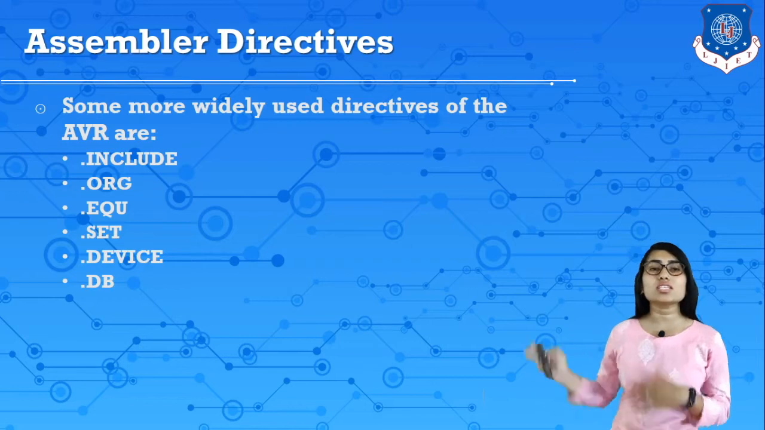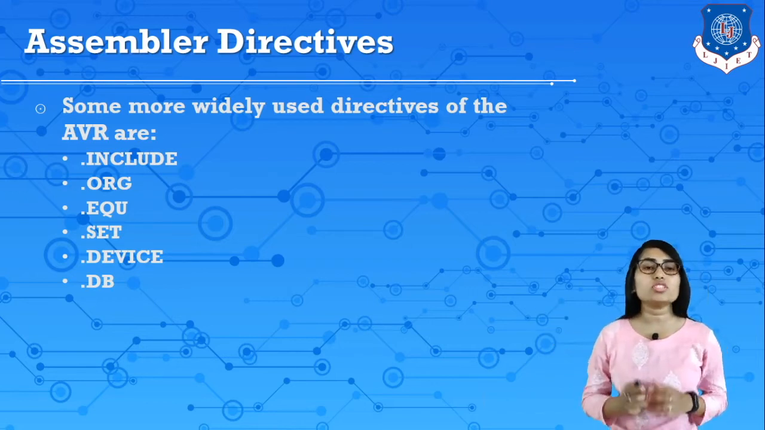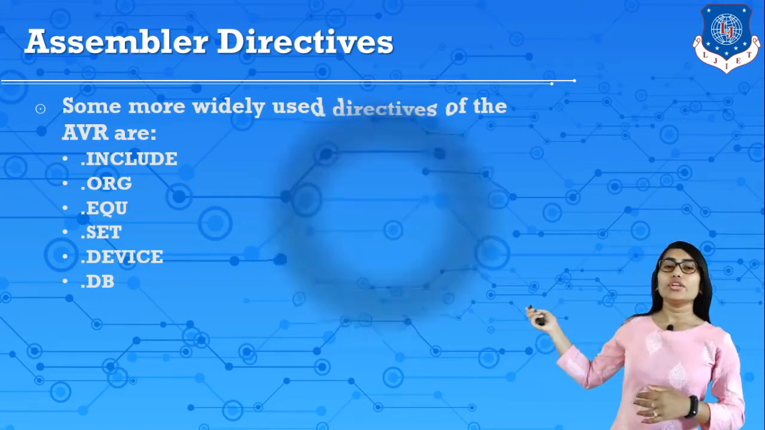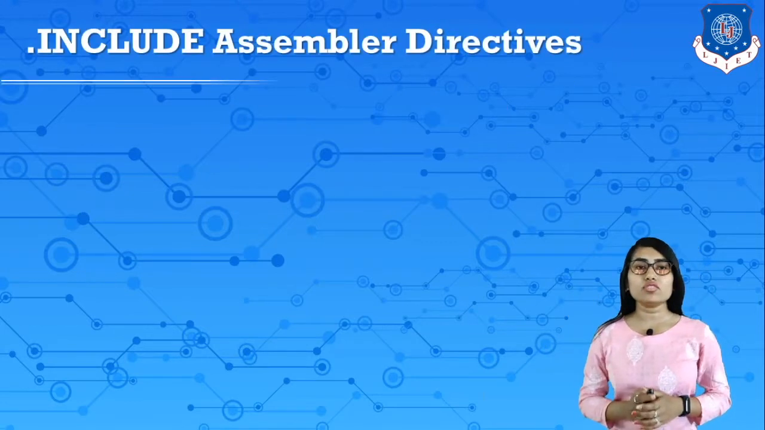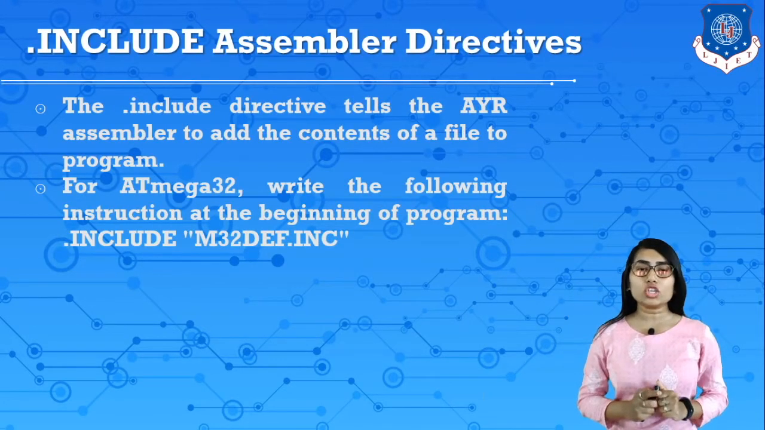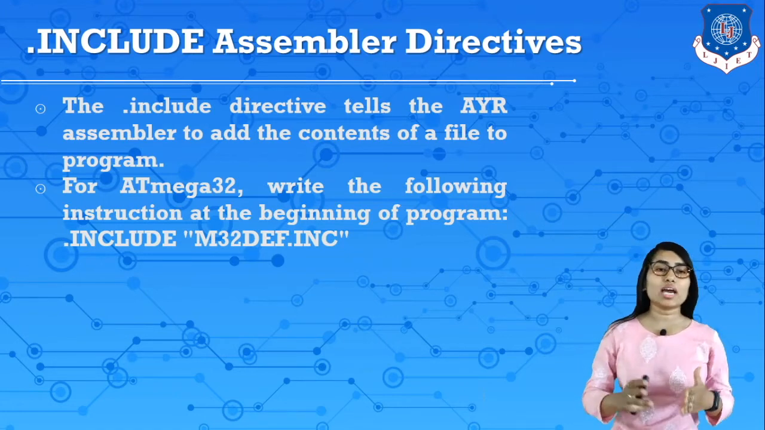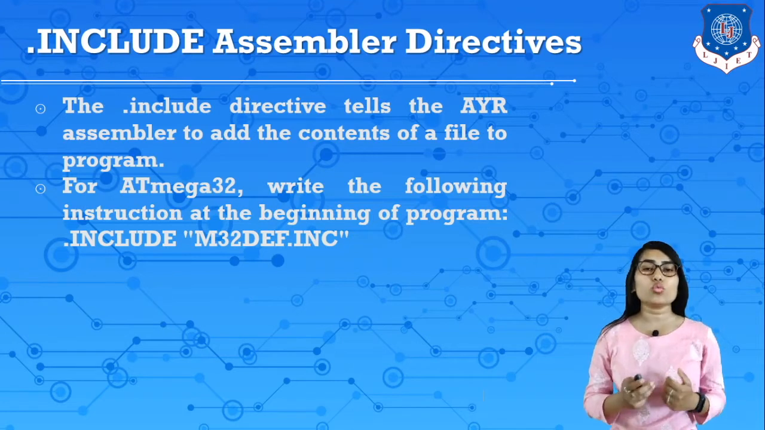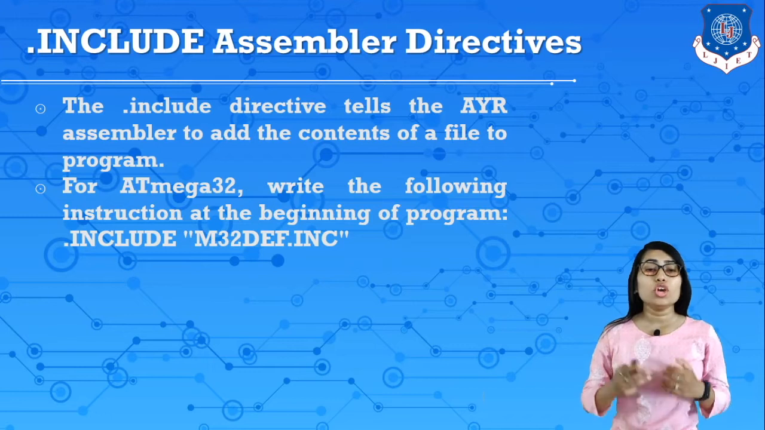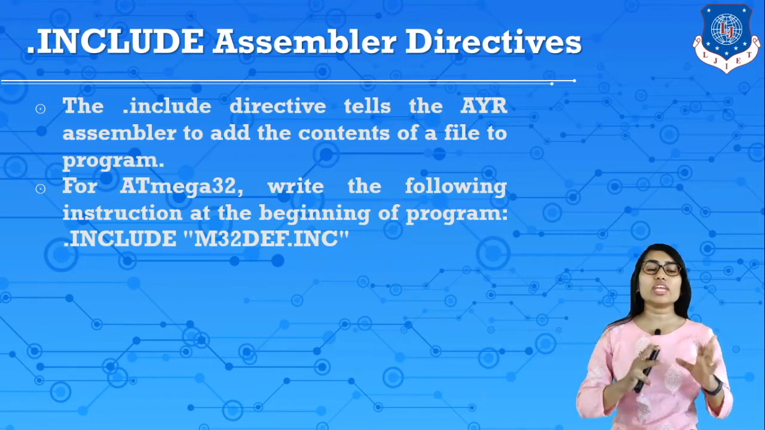So let's discuss all these assembler directives one by one. First is the .include directive. This .include directive tells the AVR assembler to add the content of a file to the program. For ATmega32, write the following instruction at the beginning of the program to add the file for ATmega32.